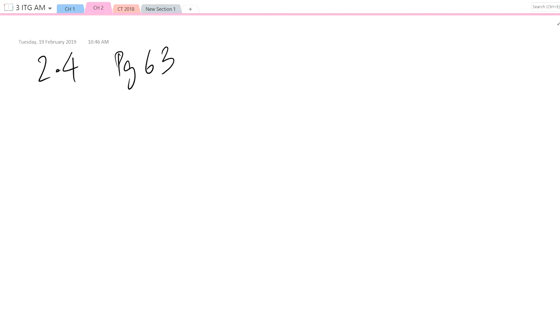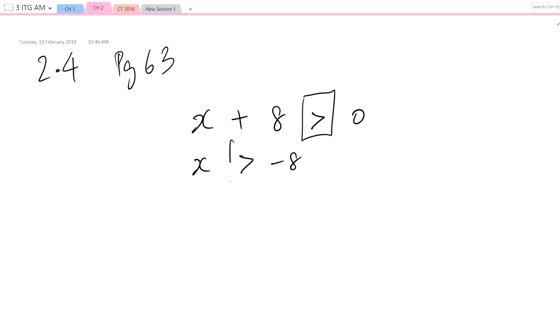Inequalities, right, such as x plus 8 greater than 0. Can you solve for x? x greater than negative 8. Okay, so yeah, this is correct. What do we do on both sides? We subtracted 8 on both sides. Does the sign change? Okay, it doesn't change.